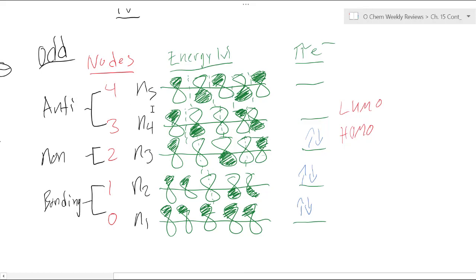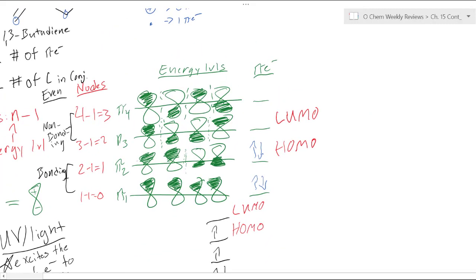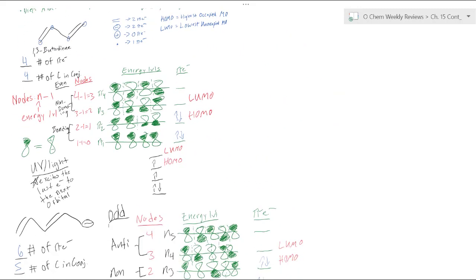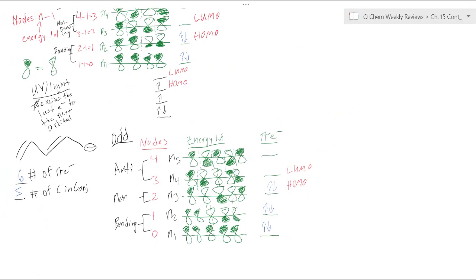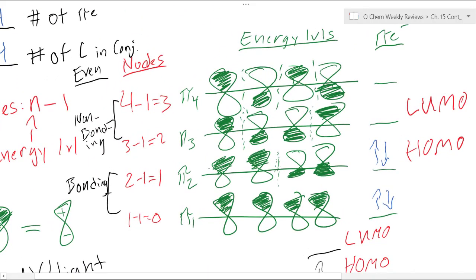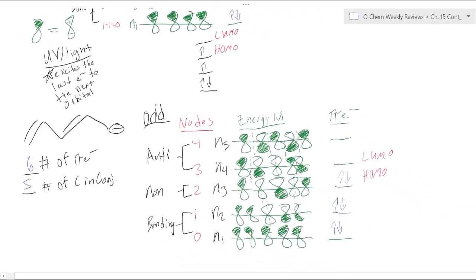And I'll show this for even. So for even, your bottom half is going to be bonding and your top half is going to be anti-bonding. Sorry, I did this wrong. So this should be anti-bonding. Okay, so the top half is always considered anti-bonding, and the middle, and that's only for odd, is going to be non-bonding. Okay?